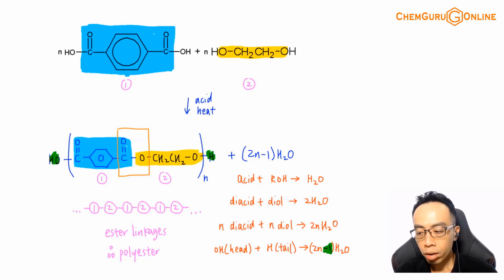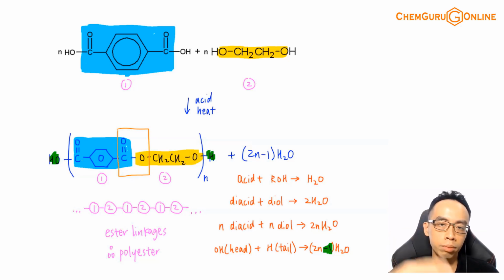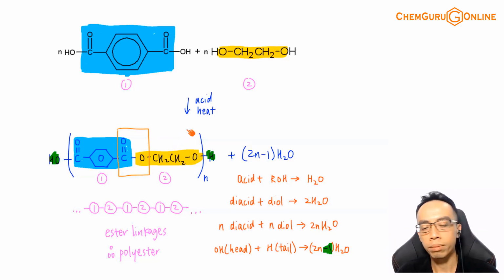So in my opinion, condensation polymerization, forming polyesters, forming polyamides, are very manageable, because the condensation reaction to form esters and the condensation reaction to form amides are in syllabus. Hydrolyzing ester, hydrolyzing amide, that means from the polymer back to the monomer, is also in syllabus. So it shouldn't give us any problem at all.